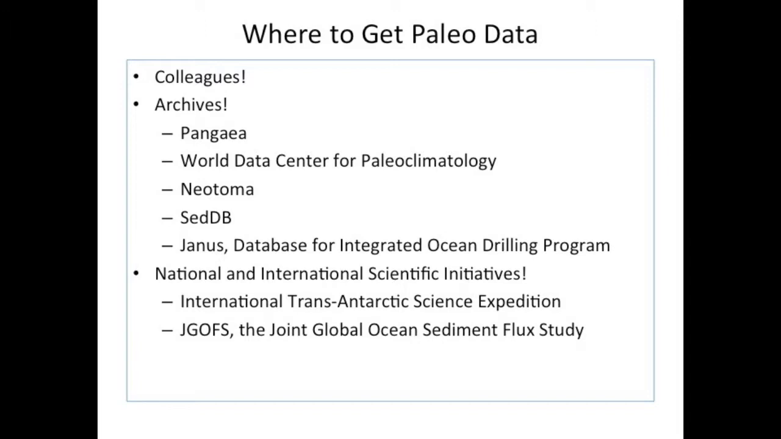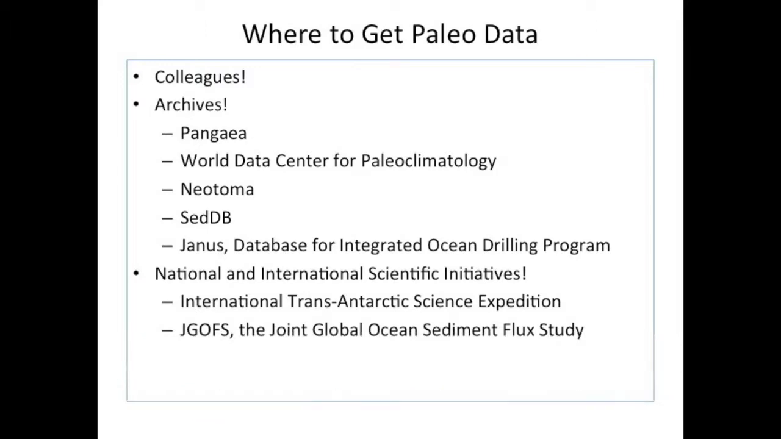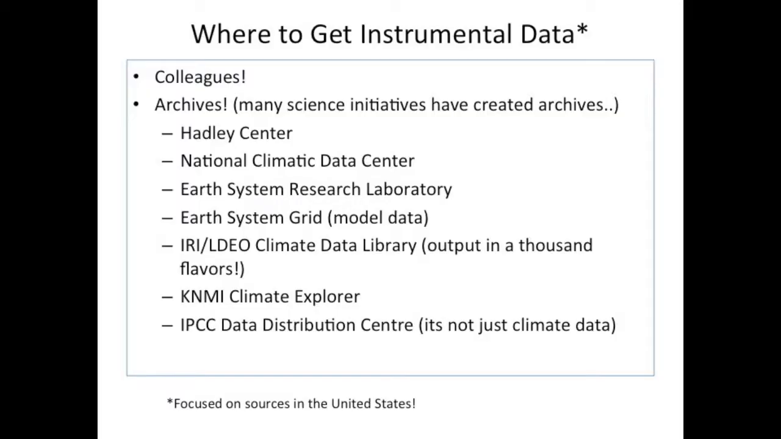Okay, in the middle part of my talk here, I'm going to talk first a little bit about where to get paleo data, then a little bit about where to get instrumental climate data. Hadley Center, from the National Climatic Data Center, from the Earth System Research Laboratory, Earth System Grid. IRI maintains a climate data library. Many of you use the KNMI Data Explorer. That's a lot of fun. And then I think many of you know that the IPCC has its own data distribution center, not just for climate data, but also for many different types of climate-related economic data.